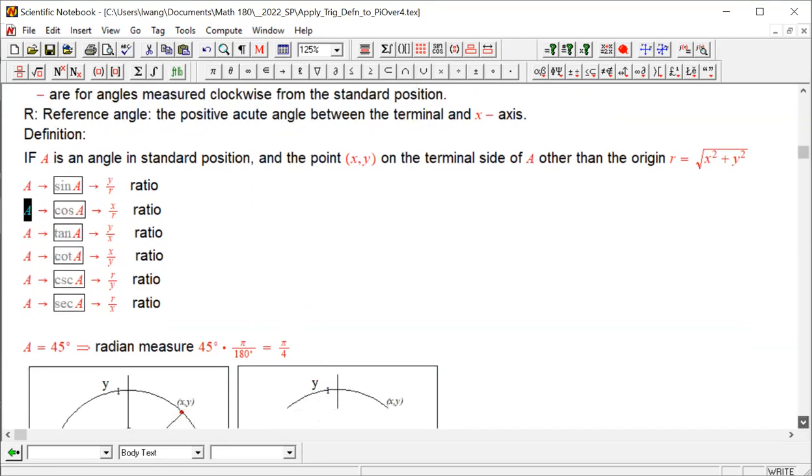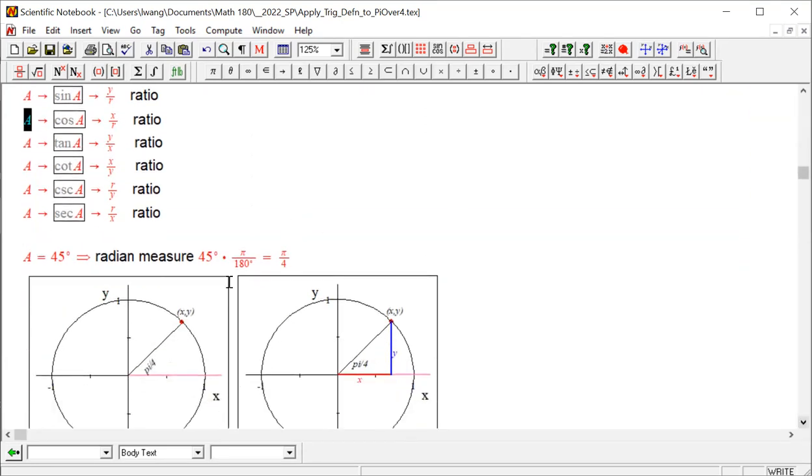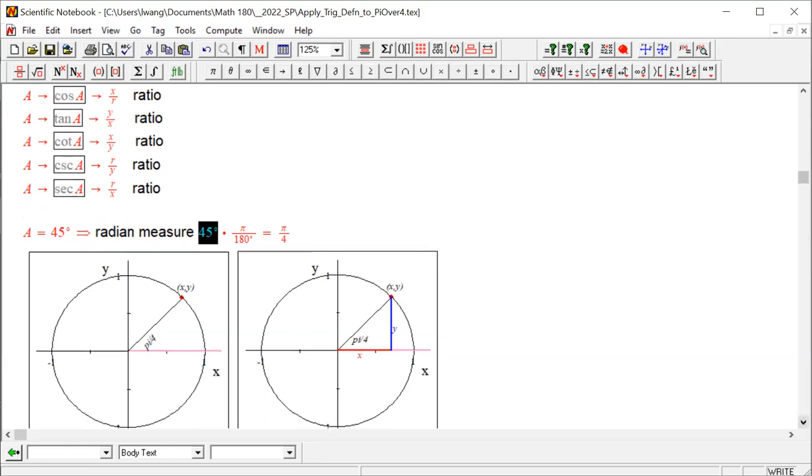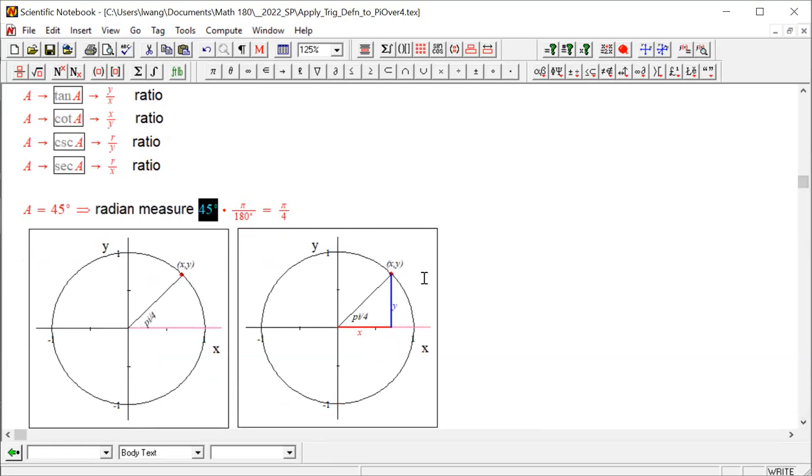So for 45 degrees, its radian measure is going to be 45 degrees multiplied by pi over 180 degrees, which is pi over 4. Considering pi over 4 as a reference angle, let's assume that we're going to measure an angle. The angle, of course, is always measured from the standard position.